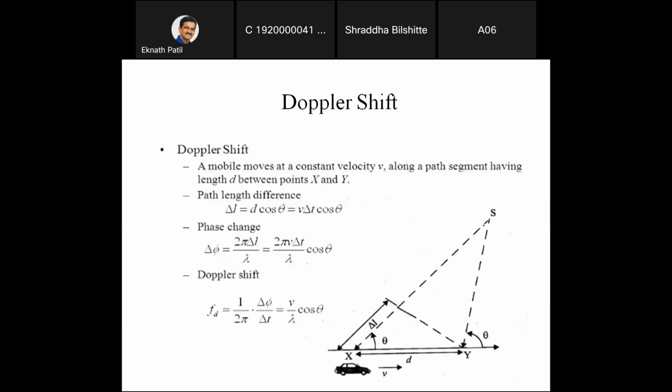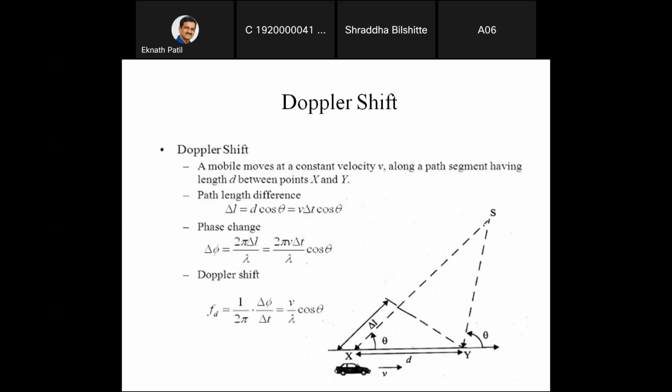Now we'll see what the Doppler shift is. I think we have discussed Doppler quite a bit, in case of radar we have discussed the Doppler. So what is the Doppler shift? It is the apparent change in frequency. If an object and an observer are there, the object is moving relative to the observer. The observer sends signals which reach the object, and they are reflected back.